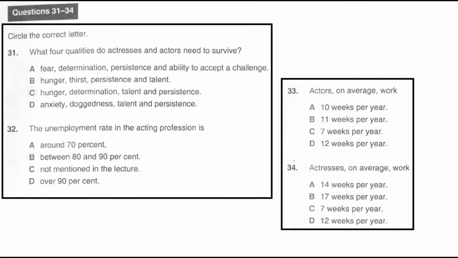Are you hungry? Well, I'm afraid you're going to have to be, because if you aren't, you might as well pack your bags and forget all about acting as a career. And not just hungry, but also resolute in getting what you want. And of course persistent, not to mention gifted. Between 80 and 90% of you will be out of work at any one time. You are joining a group of people whose average time in employment is 12 weeks a year for men and 7 weeks for women. Why do we do it? We must be mad. And yet there are thousands more waiting to take our places if we fail.